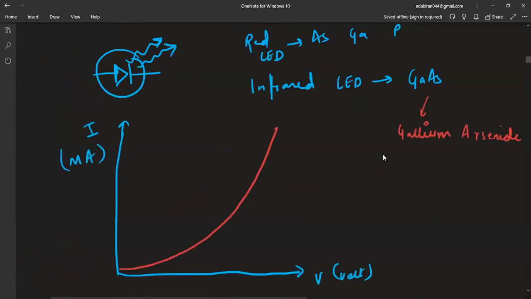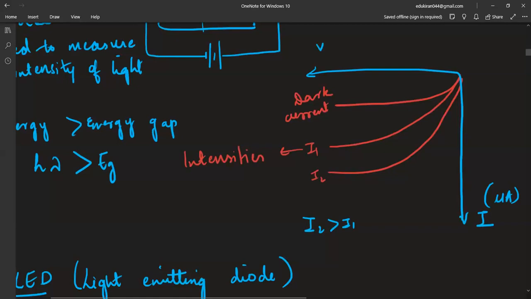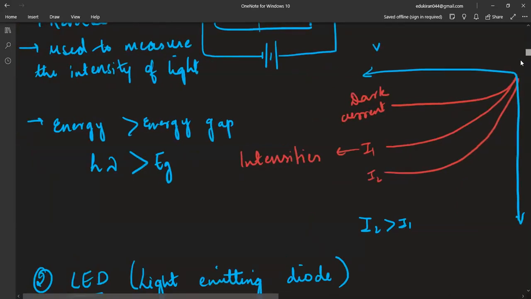And the way you had the forward biasing graph with knee voltage, initially linear, then varying non-linearly, this will be the same graph for the LED. And here the current will be measured in milliamperes for LEDs, while for photodiodes, which we studied just before, current will be measured in microamperes. So milliamperes for LED, microamperes for photodiodes.